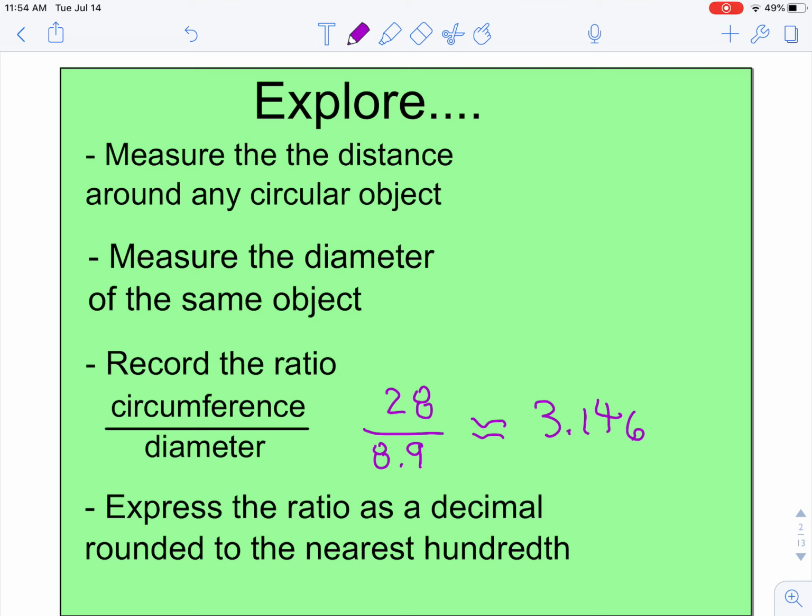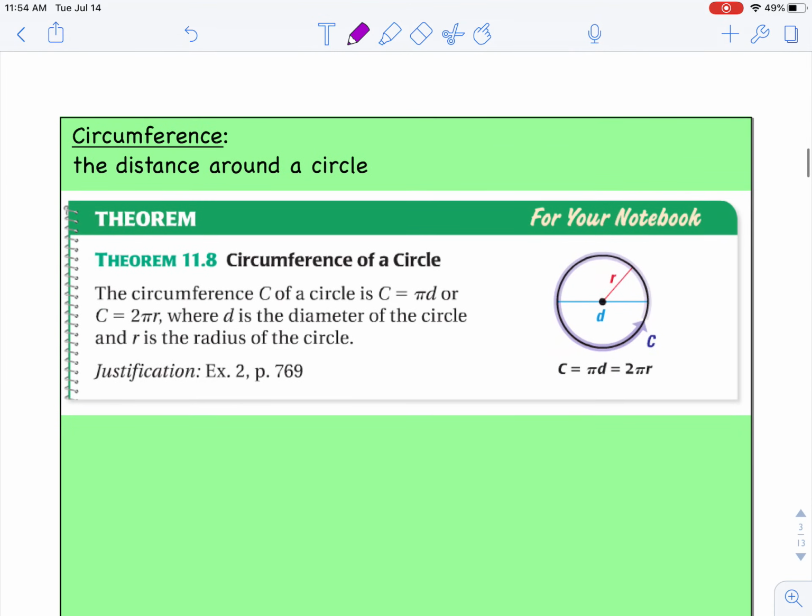When we talk about circumference, if you take a circular object, and it's kind of cool to do depending on how accurate you are, and you measure the distance around, which is the circumference, and you measure the diameter of the same object, and you record the ratio and divide it, it turns out that your ratio is approximately pi. And that's how they figured it out. They actually did more and more, and then they proved it. But that's where the ratio comes from.